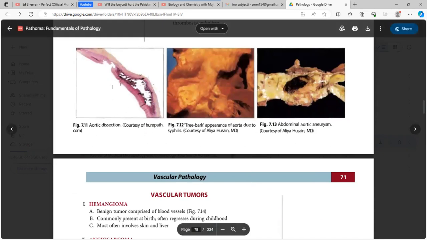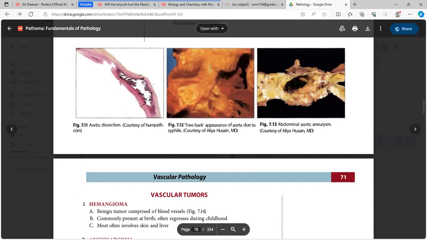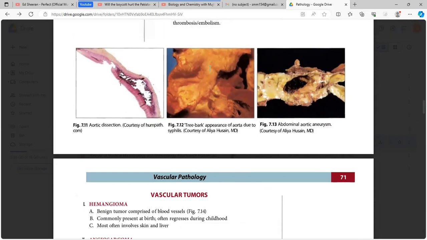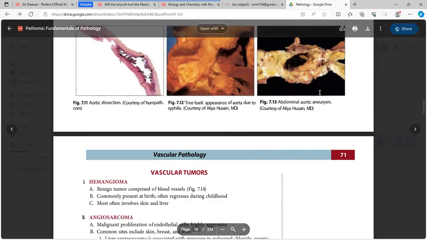Now, these are the classical pictures of an aortic dissection. You can see the tear in the intima. This is the tree bark appearance of a thoracic aneurysm. And this is the abdominal aortic aneurysm, which, as you can see, is much dilated and pulsatile.